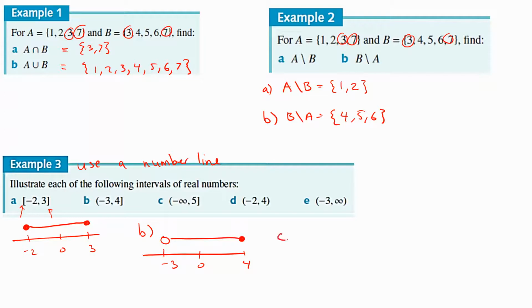If you're doing C, how do you show negative infinity? You use an arrow. So at 5, this is 0 here, I'm including 5, but I'm going all the way to infinity, so I use an arrow. D, they're both excluding, so you should have -2, 0, 4, with an open circle from -2 to 4. It doesn't include -2 and doesn't include 4.